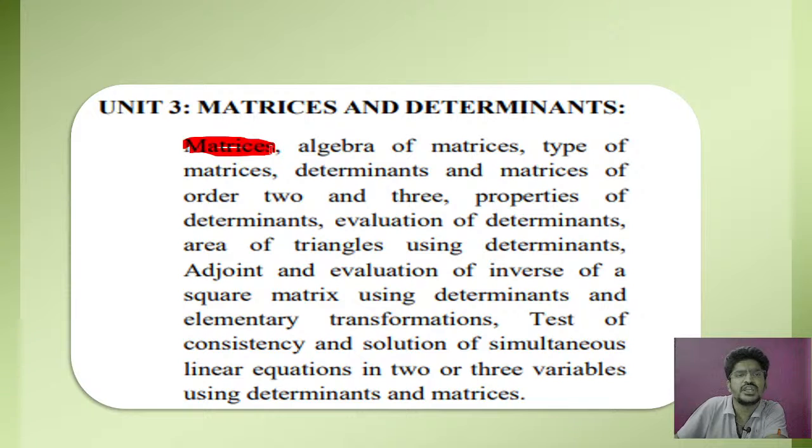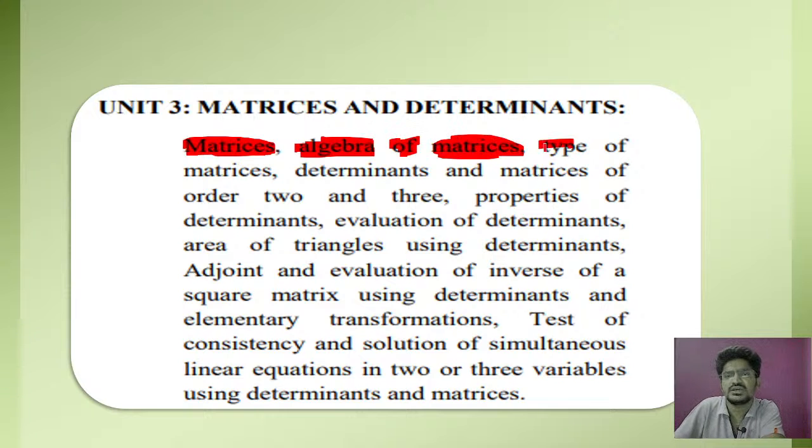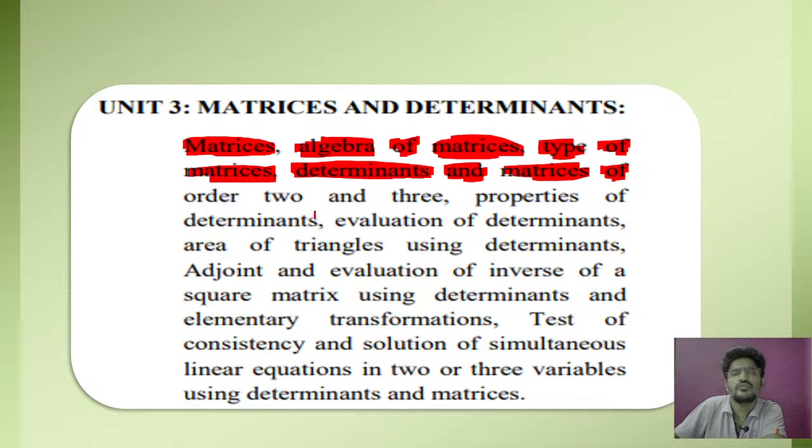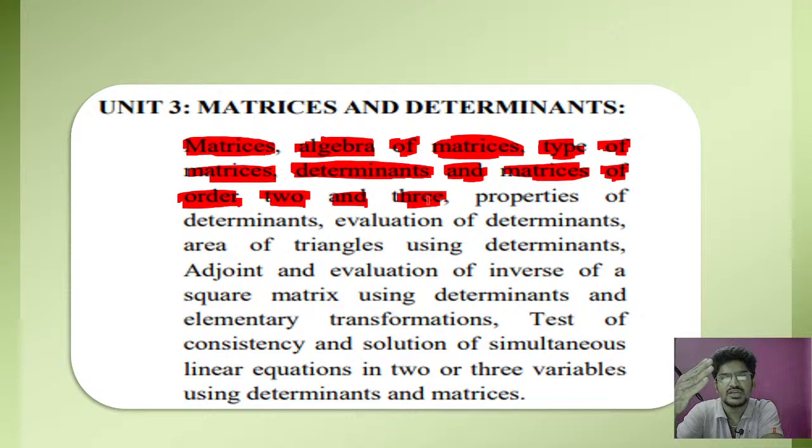Okay. So first you study about matrices, and next you go for algebra of matrices, next type of matrices, next you go for determinants, and matrices of order 2 and 3. That means you are going to study about only the matrix of order 2 and 3. Okay, second year students, you have to concentrate here. You have to concentrate on the matrix and determinants of order 2 and 3. Don't go above that. Okay.